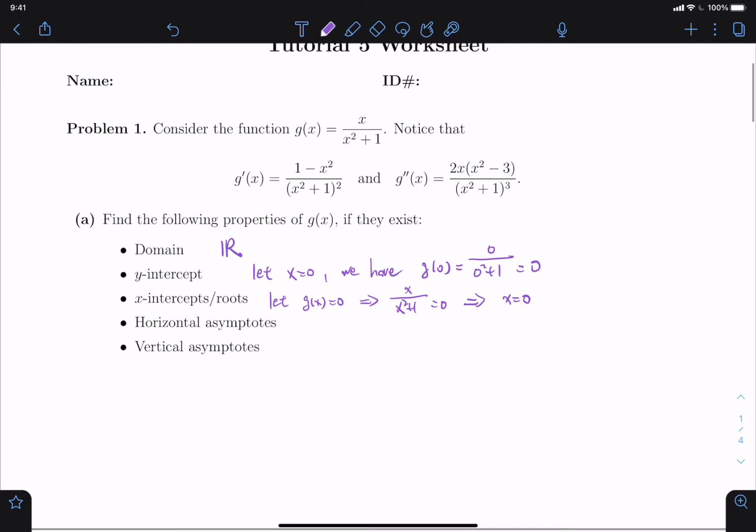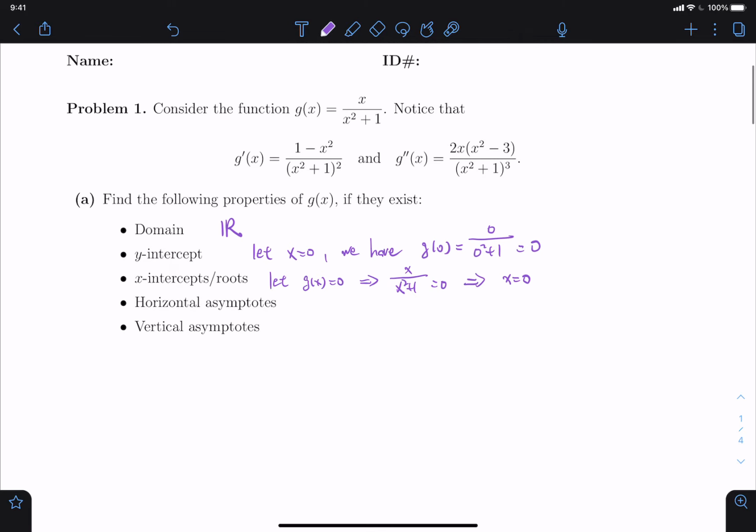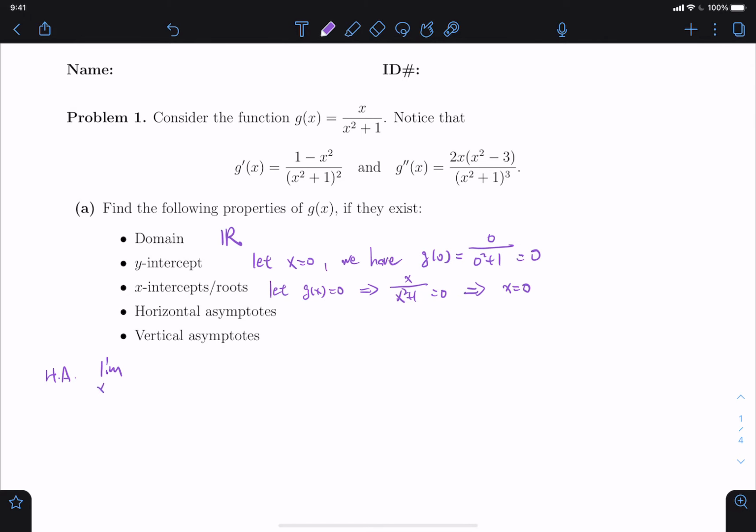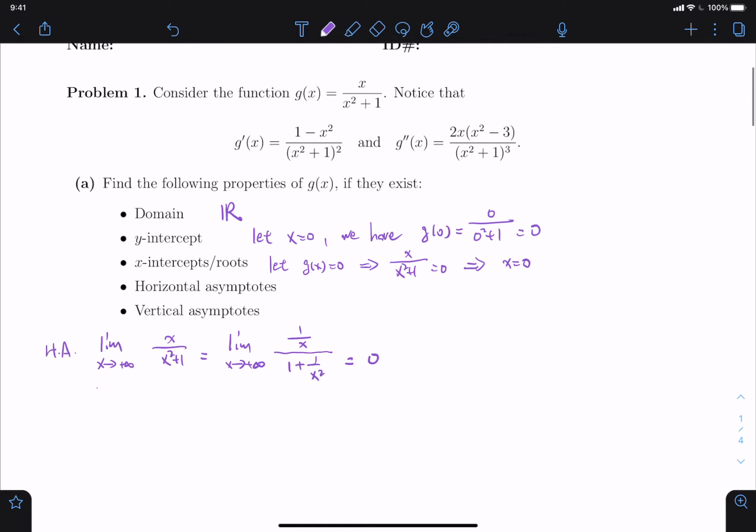Now let's take a look at the horizontal asymptote and the vertical asymptote. For the horizontal asymptote, we let x approach positive infinity, and then we divide the top and the bottom by x squared, so the top is 1 over x, and the bottom becomes 1 over 1 plus x squared, right? This is equal to 0. And the same thing is true for negative infinity. This is also 0. Okay.